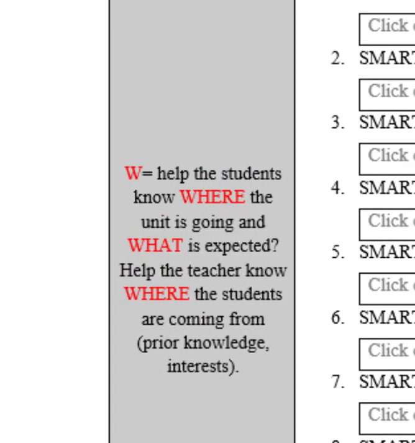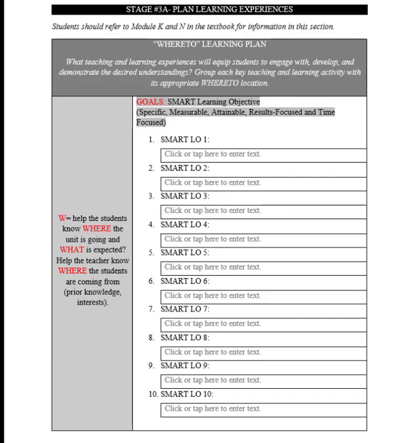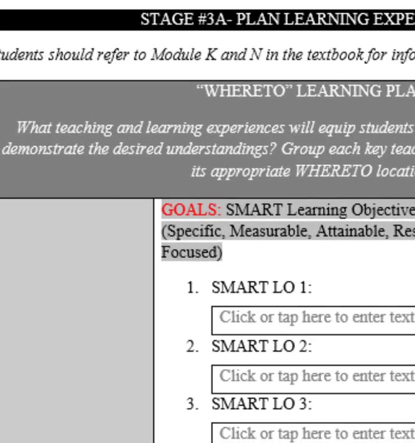W: Help students know where the unit is going and what is expected. Help the teacher know where the students are coming from, prior knowledge and interests. The first part of the W section is goals.